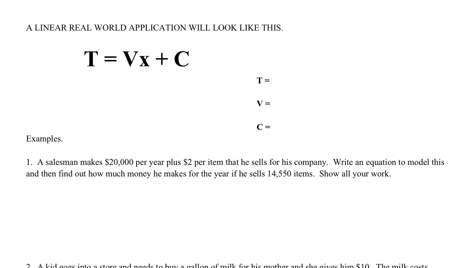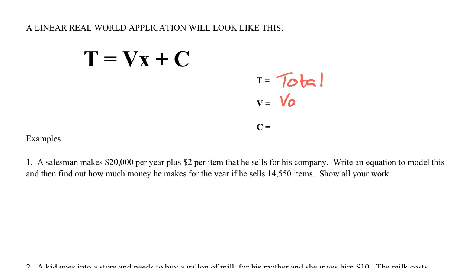Okay, so we're going to talk about each of these pieces. The t is pretty self-explanatory. It's a total, right? So often a total amount of money is probably the most used total that we'll see, but it can be a couple other things as well.